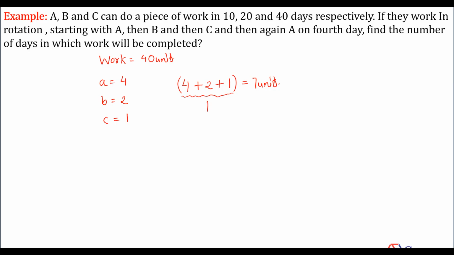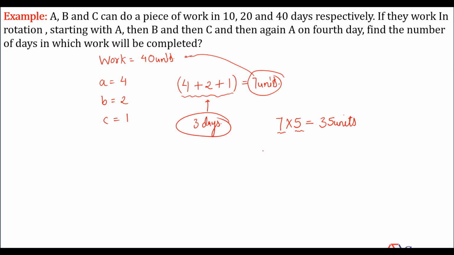And remember that here one cycle is equal to 3 days. Each cycle will be of 3 days, and in one cycle, they're able to finish 7 units. Can I say in every 3 days, they'll be doing these 7 units? How many times should the 7 be counted so that it becomes 40? But 40 is not a multiple of 7. That's why the maximum the 7 can be counted is 5 times. So the 7 units of work, when counted 5 times, will make it 35 units.